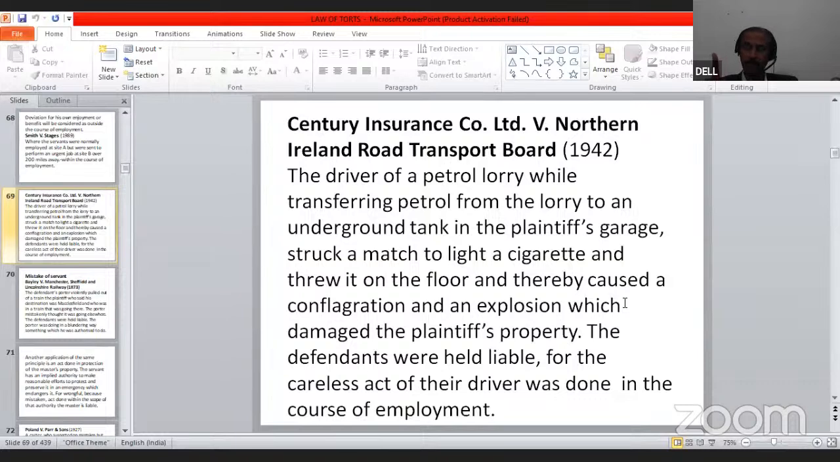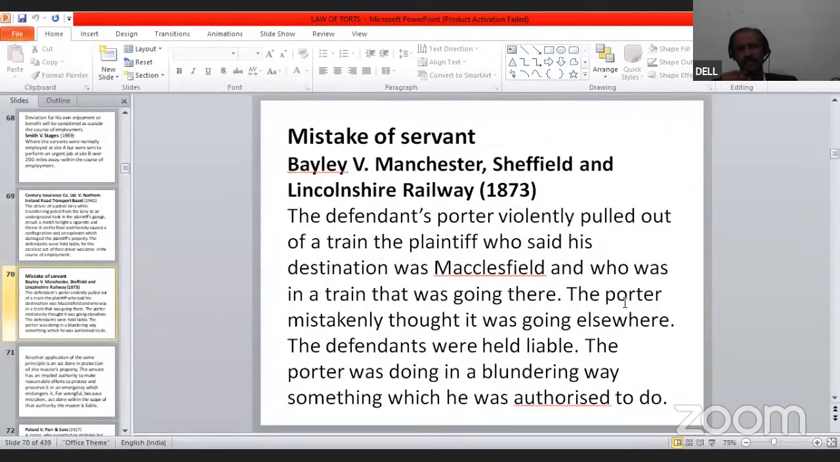Insurance companies, even if we are negligent, say they will not pay, of course, for negligence. They are not ready to pay that. That's what happened in this case. Mistake of servant. Mistake, anything may happen.